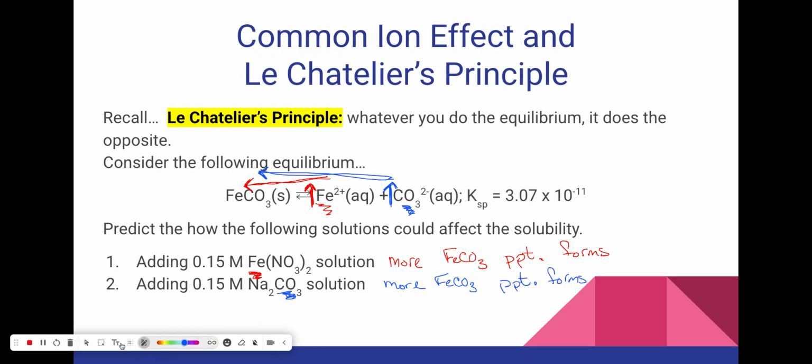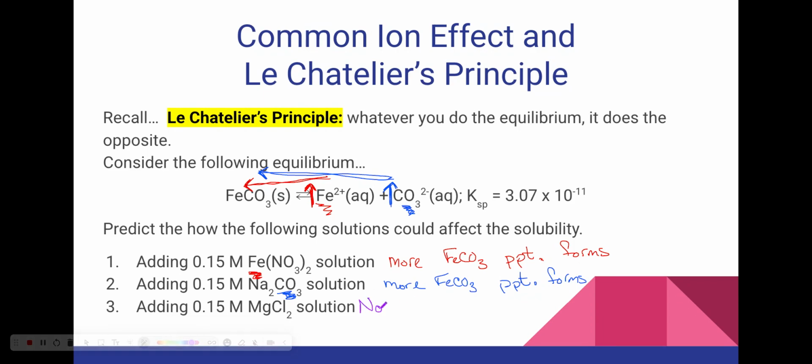Okay, suppose then we add 0.15 molar solution of magnesium chloride solution. Well, in this case, nothing, right? We have no common ion. So no common ion, and that means we're going to have no effect on the equilibrium. Okay, so no common ion means we have no effect on that equilibrium.